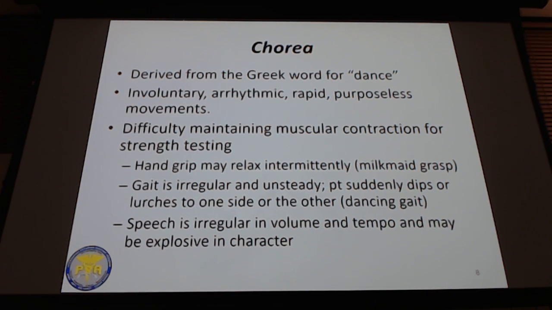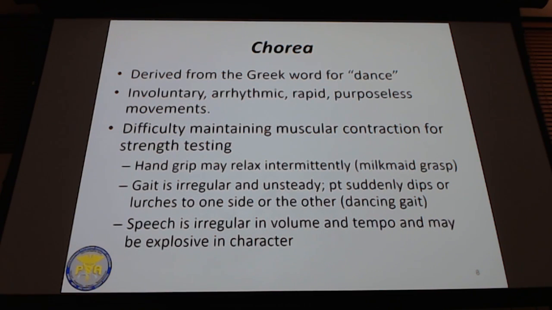All right, chorea is a Greek word derived from the Greek word for dance. This is another involuntary movement. And again, hopefully we're going to see a video of this, but if not, we'll just move forward. That won't be too bad.